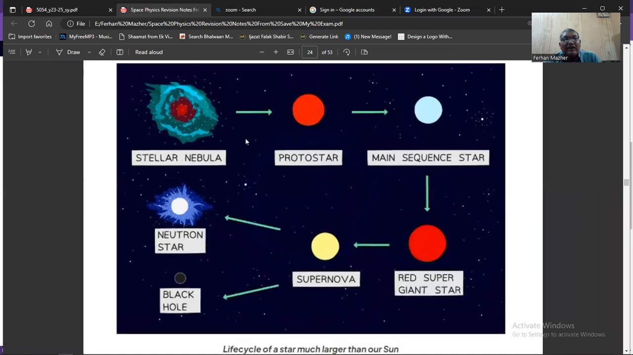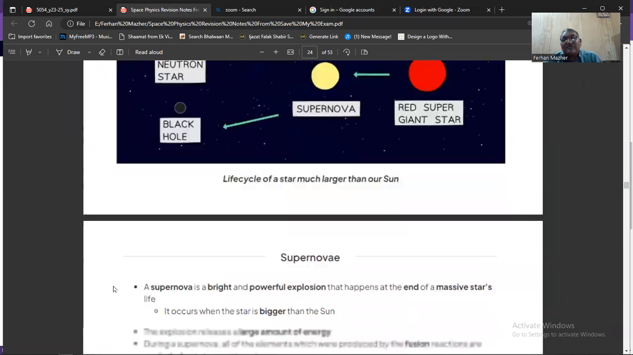So here we have the life cycle of a star much larger than our sun. At the start, we have the stellar nebula, then we will have a protostar, then the main sequence star, then that will convert into the red supergiant star, then the supernova will happen, and a neutron star will be formed, and at the end, you will get a black hole. That's the life cycle of a star much larger than our sun.